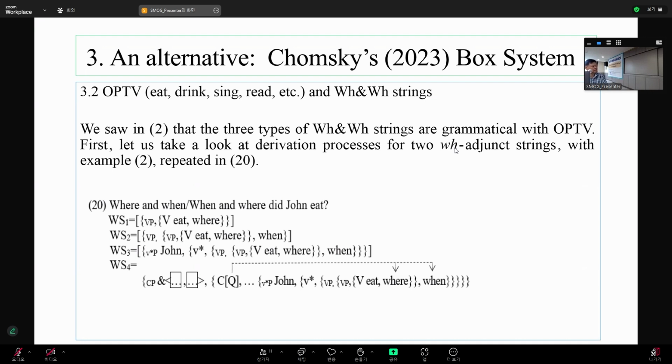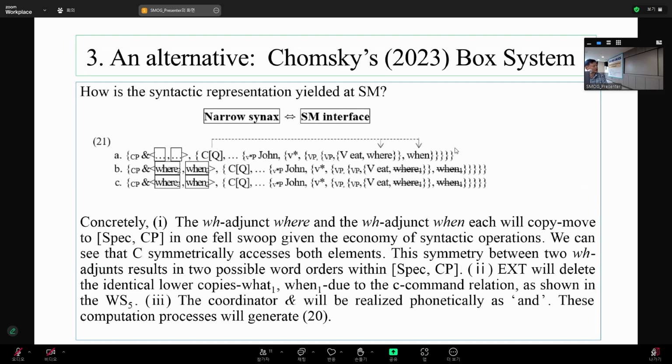Okay. Next, what will happen in the field? I mean in ASEAN. How the syntax representation yielded at ASEAN. Here, this CQ can be associated with this one and this one, optionally. That's why we can have where and when, or when and where. Okay?